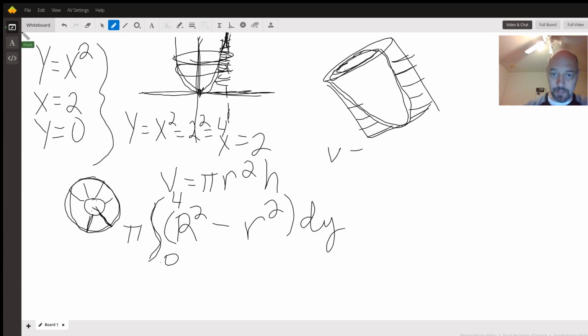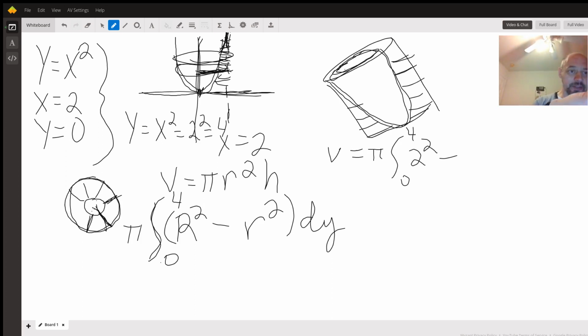So the volume equals pi. Well, what is big R? What is this whole radius? The whole radius is this distance all the way to x equals 2. So it's 2 squared. We already found it was 0 to 4. Minus, what's this inside radius? This part. Well, it's just the function, but not y equals x. It's got to be x equals something in y.